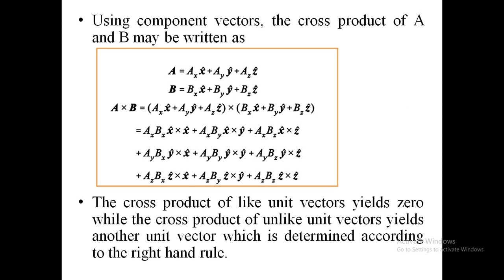Using component vectors, the cross product of A and B can be written as given here. A cross B is equal to Ax x cap plus Ay y cap plus Az z cap, cross product multiplied with Bx x cap plus By y cap plus Bz z cap. The cross product of like unit vectors yields 0, while the cross product of unlike unit vectors yields another unit vector, which is determined according to the right hand rule.